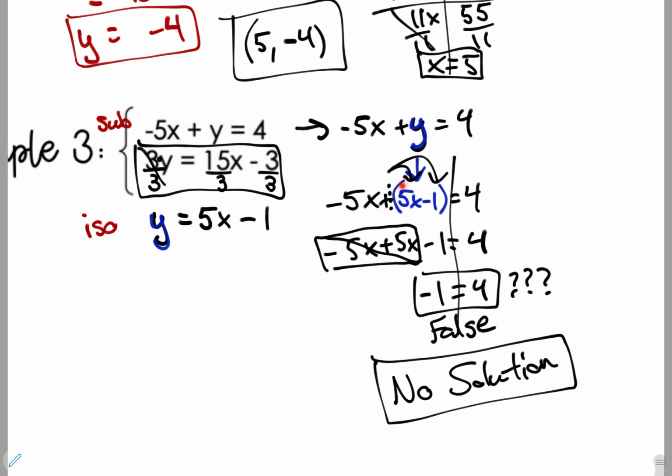Again, right here, after we distribute this positive 1, we end up with positive 5x minus 1. These two are going to cancel each other out. Don't write x at all because it's negative 5 plus 5, which is 0. So you cross it out. You're left with this. This is not a true statement. This is a false statement, so it's no solution.